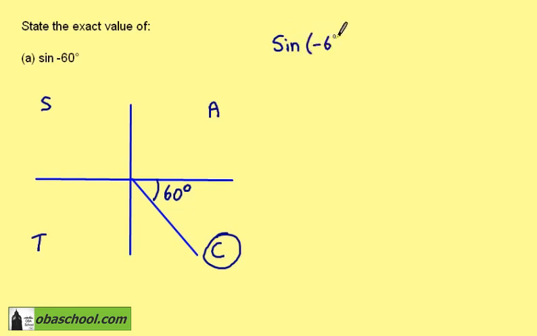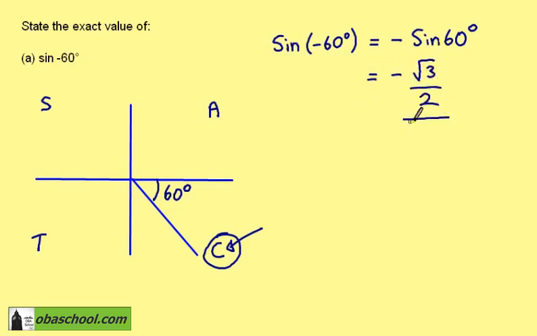The sine of minus 60 degrees is therefore going to be equal to minus the sine of 60 degrees, the minus because we're in the C quadrant, and 60 degrees because we can see on the CAST diagram that the 60 is our associated acute angle to the x-axis, and therefore we get minus root 3 over 2.